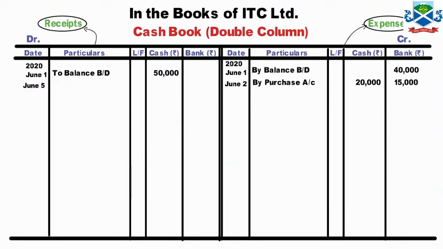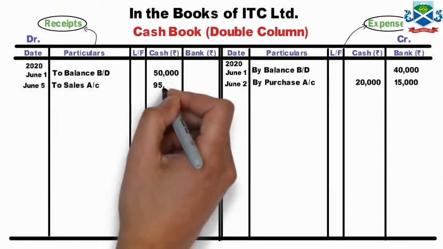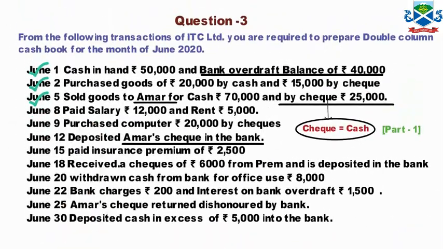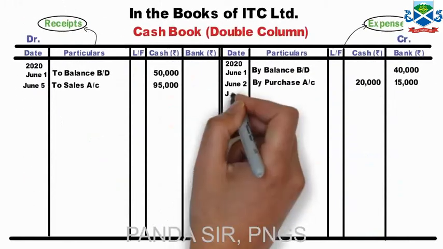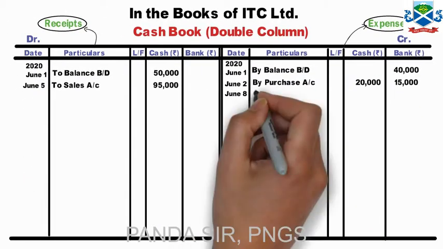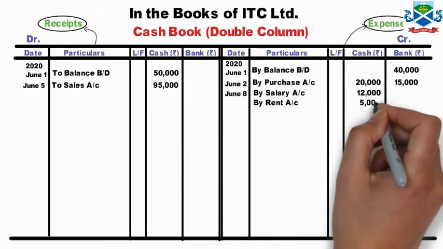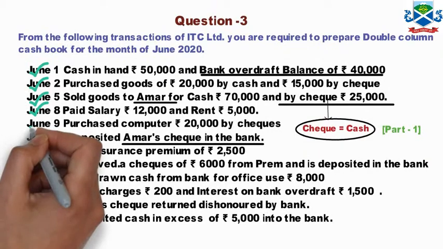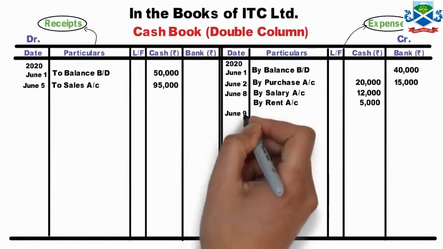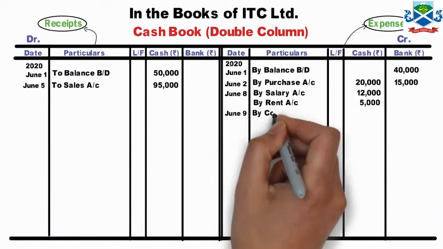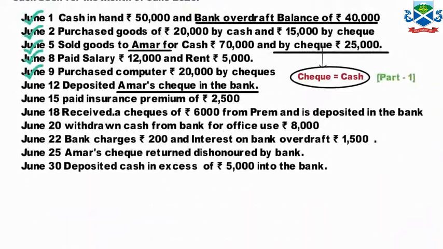So we will write on the debit side To Sales account 95,000 in the cash column, as both the 70,000 and the 25,000 check will be considered cash. Now paid salary 12,000, so we'll write By Salary and the amount goes to the cash column, 12,000. By Rent 5,000 in the cash column, both are paid in cash. And purchase computer 20,000 by check, so we'll write on the credit side By Computer, it's an asset purchase, and the check goes out, 20,000 in the bank column.